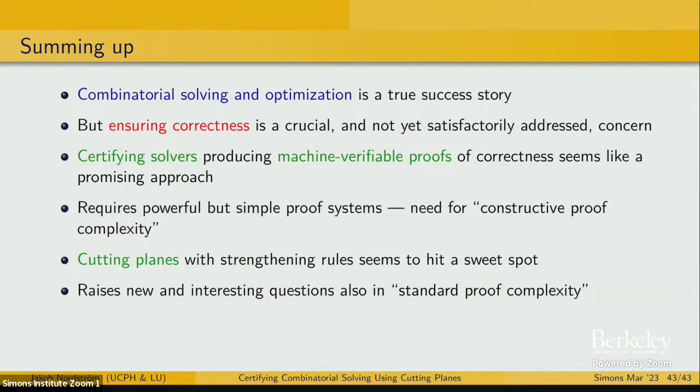Just empirically, I don't know why, but it seems that cutting planes is a wonderful proof system. It just works. It's beautiful. And I think it's interesting when you extend cutting planes with this dominance-based and redundance-based strengthening, what kind of proof systems do you get? How does it relate to other proof systems that we know and love? I think these are theoretical questions that are worthy of further study. So, thanks.